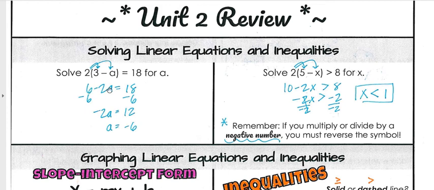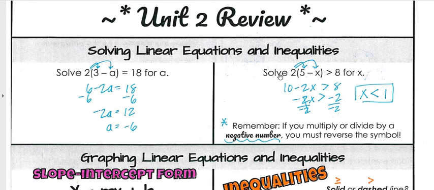We want to get a by itself, so I'm going to subtract 6 from both sides. I'm left with negative 2a equals 12. And then we divide both sides by negative 2. So a is going to equal negative 6. You can always check your answer for solving any linear equation by plugging it back into your equation to see if it's true. That's a great multiple choice strategy as well. If you are given a linear equation, you can always plug in the numbers you have for your answer choices and see which one works.